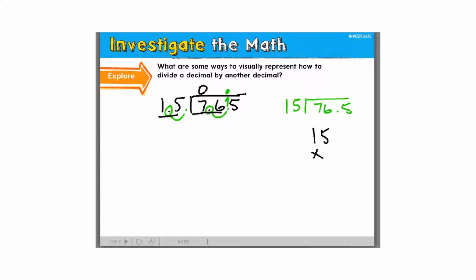Nolan, what's your guess? How many times? My guess will be, because I know that 25 goes into 76 3 times. So I think it'll be like check 5.